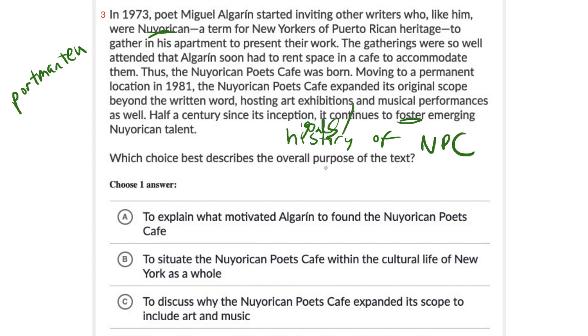Goals and history. Okay. A is tempting. But if we look up at the beginning, we see what motivated him to found it. I mean, it's not really getting into the motivation. He started inviting people to present their work, and then they had to rent space. Maybe. We could say maybe. I'd like to think there's something better.